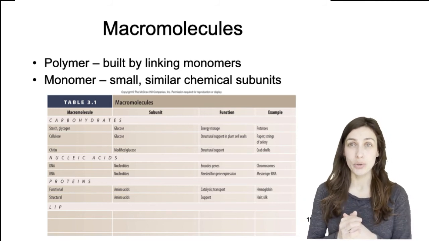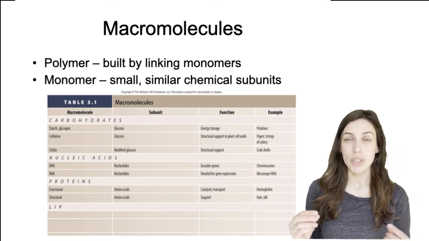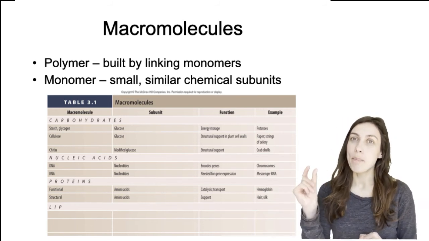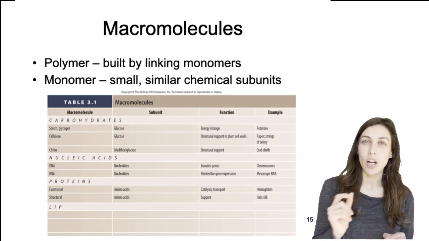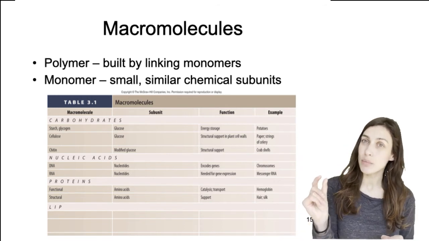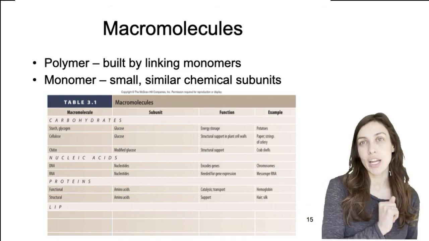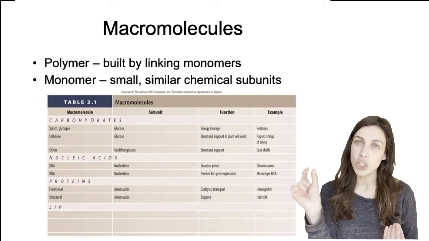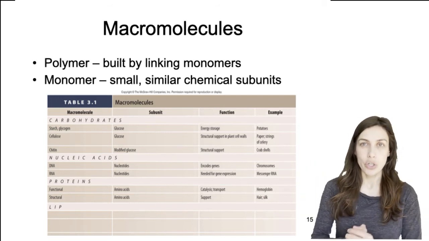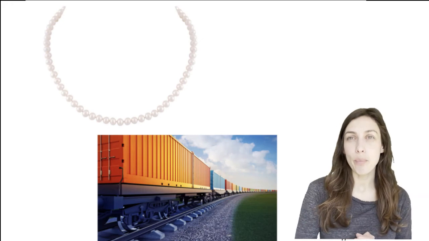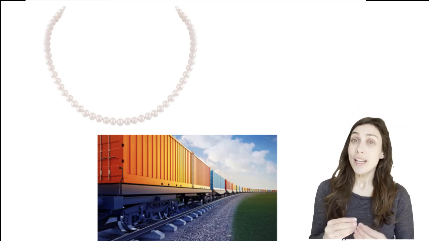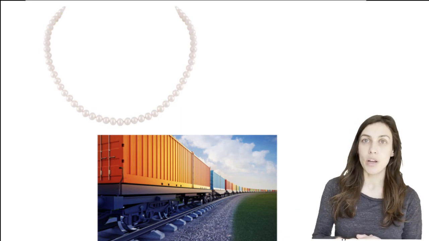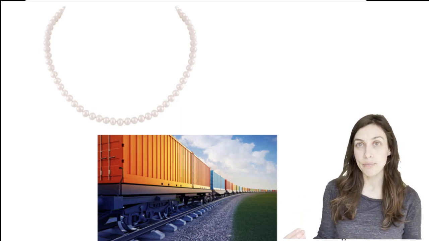Most macromolecules are polymers, and what that means, poly is many, is that there are many small molecules that are the same or very similar attached to one another in a chain. A monomer is like a generic word for each one of those parts. So as an example, if you think of a pearl necklace, we can say that the pearl necklace is a polymer and each one of the pearls is a monomer.